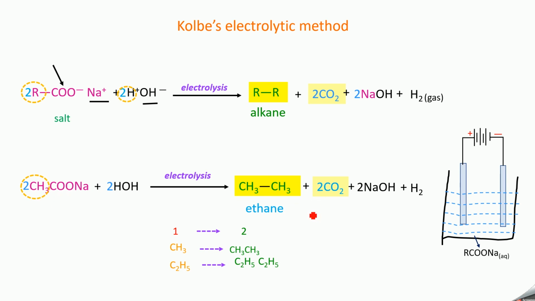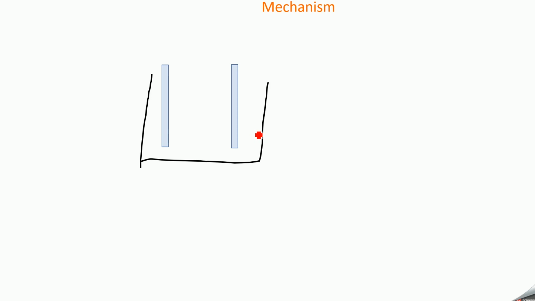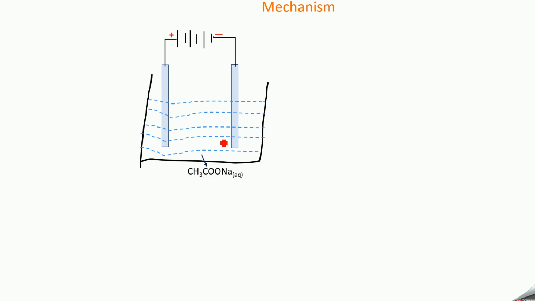So when you are using an acid with 2 carbons, you are getting an alkane with 4 carbons. So you are getting an alkane with double the carbon atoms of the acid we are using. Now the mechanism of Kolbe's electrolytic method. For that, you take a beaker containing 2 electrodes connected to the positive and negative terminals of the battery, and then you have a salt solution. Here aqueous sodium acetate is the salt solution that acts as an electrolyte.